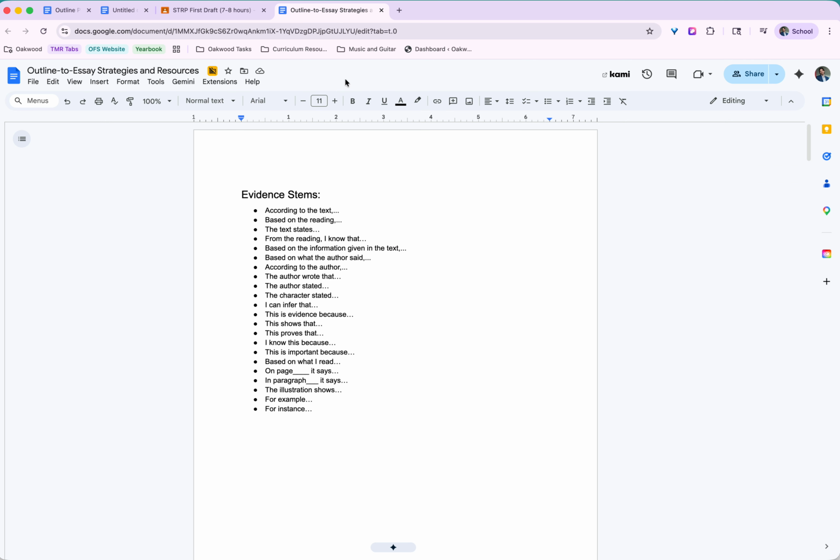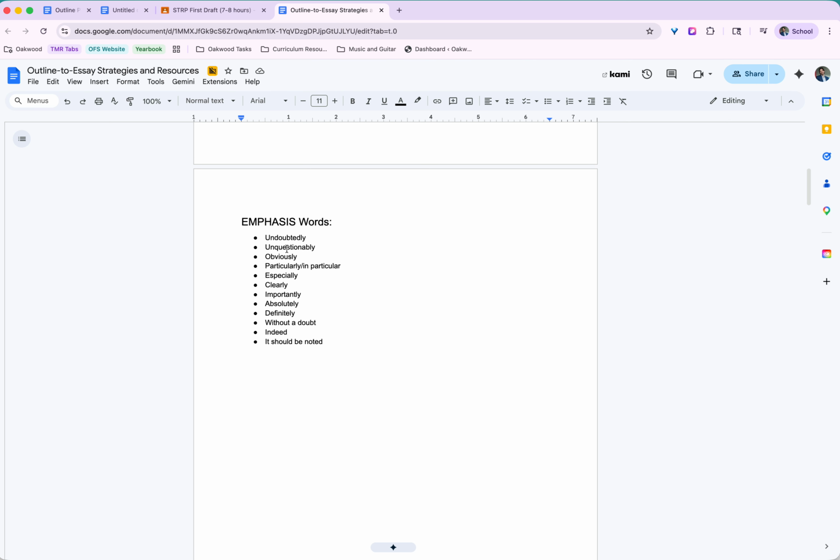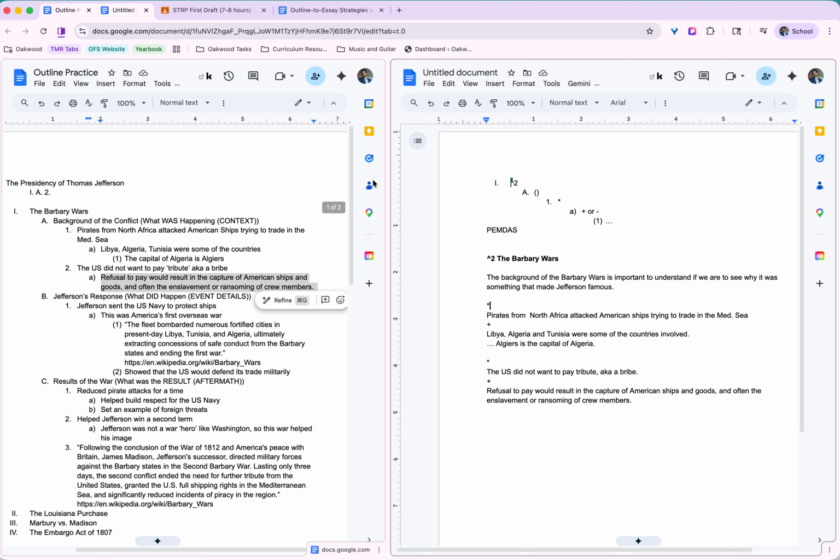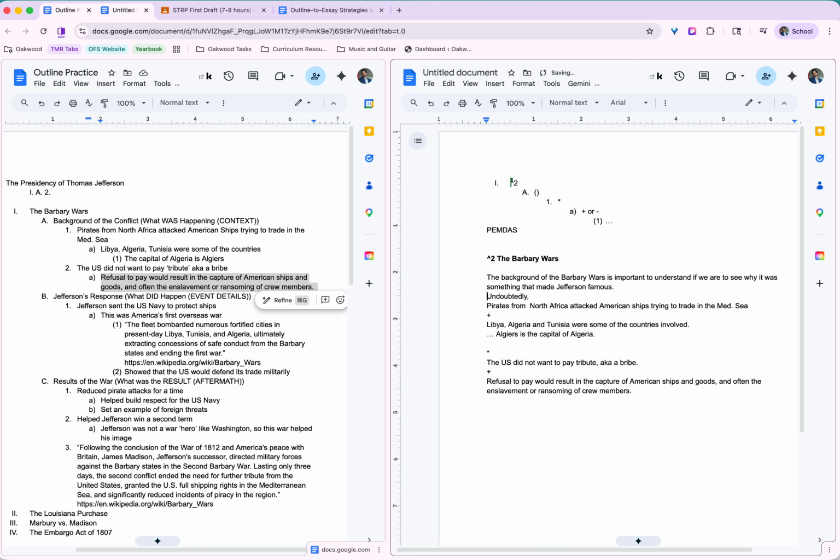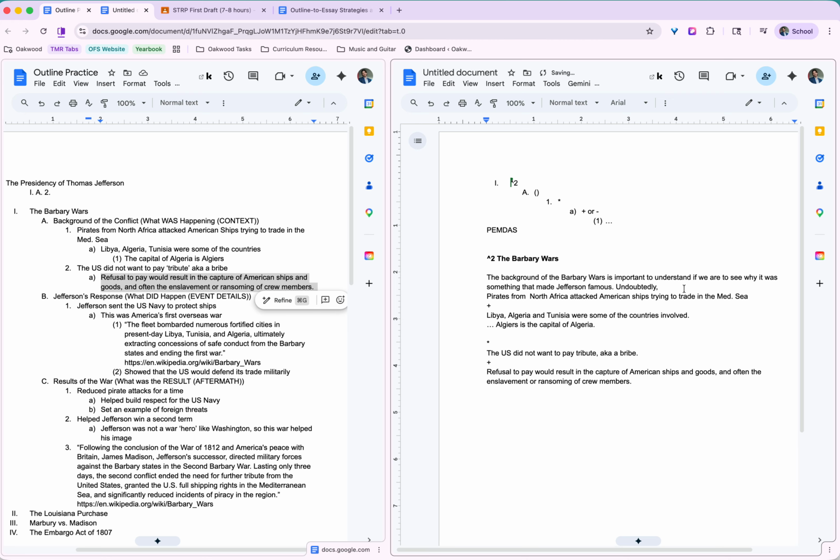Next up, we have a multiplication symbol. Let's find one of our emphasis words. Start with undoubtedly. So what I'm going to do here is come back over here and replace this with the word undoubtedly. So it should just kind of show up in a second here. Undoubtedly, comma. And now I'm just going to add that to the sentence before it. Undoubtedly, pirates from North Africa attacked American ships trying to trade in the Mediterranean Sea, period.